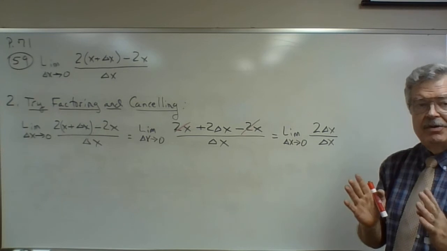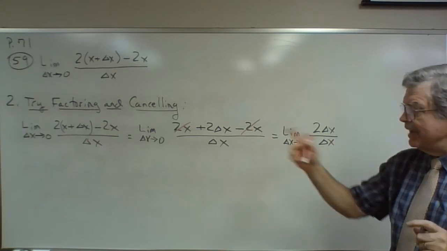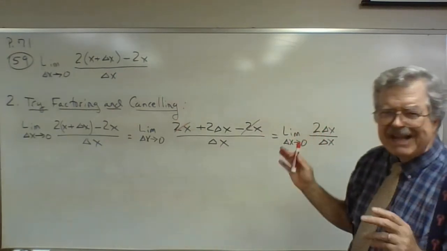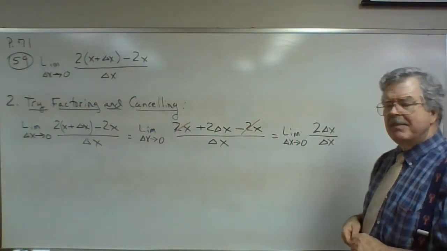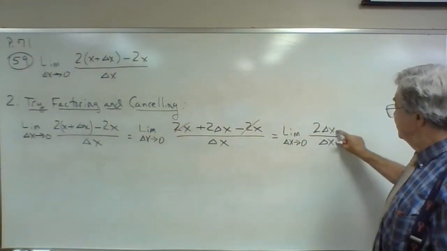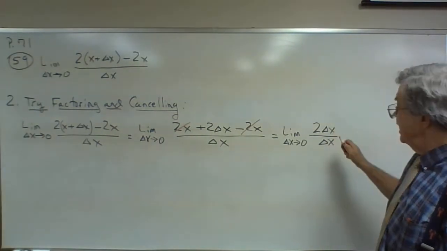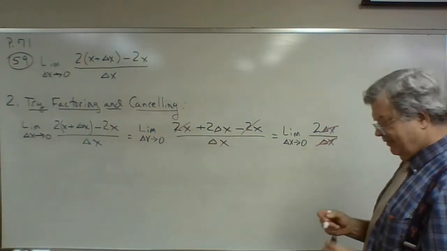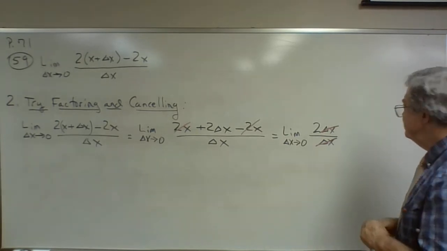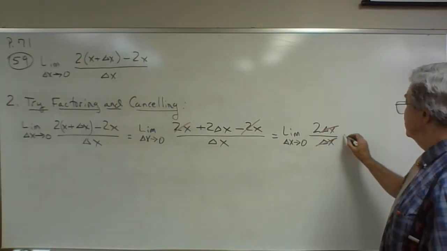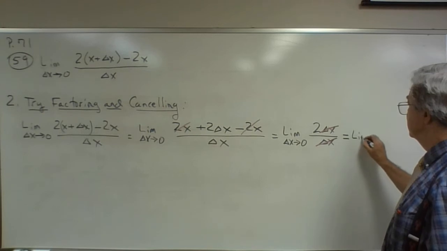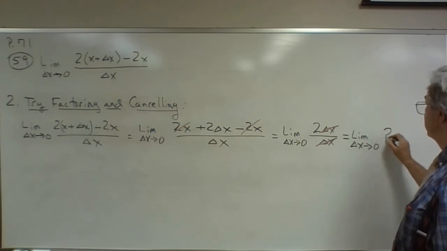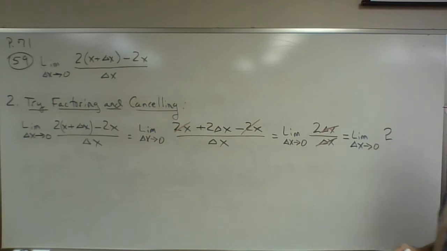And in step 2, that's what we aim to do. In step 2, factoring and canceling, we cancel a common factor out of top and bottom. And here's that common factor, delta x. Delta x up top, delta x canceled in the bottom. So what we're computing is the limit as delta x goes to 0 of 2.